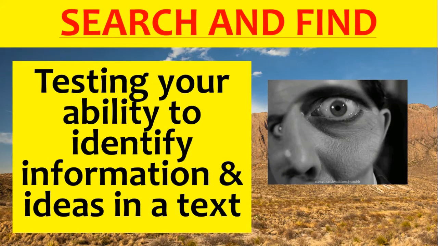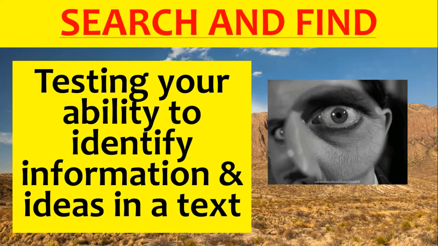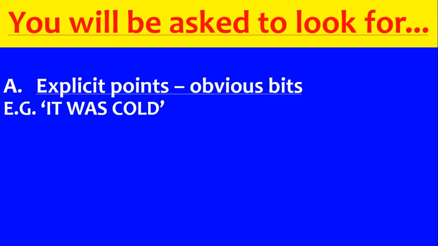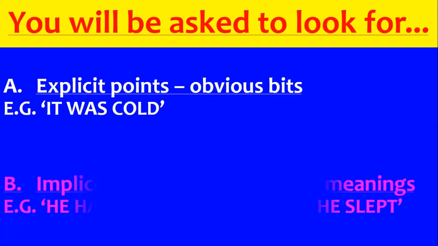What I mean by search and find is it's testing your ability to identify explicit and implicit information. Explicit would be something really obvious, so just saying it was cold. For example, the question might be, how was the character feeling? You would say it was cold.